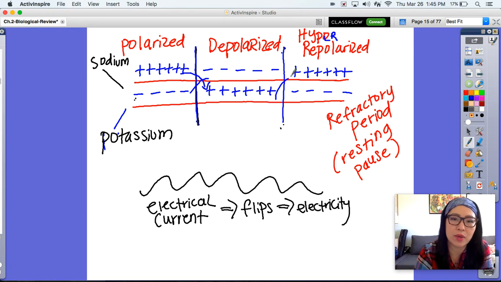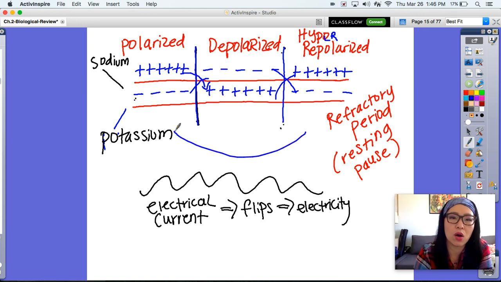So at some point, the positives have to go back out and the negatives have to go back in. So then it's hyperpolarized, so that way it's less likely to fire. So once the water has settled back into the tank, we have to go through this resting pause, or this refractory period. So when else have we heard of refractory period? It is going to be during the sex stage. So it's pretty much just a resting pause where the neuron has to recharge itself.